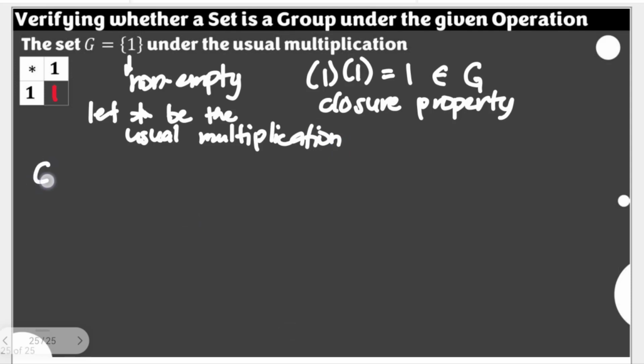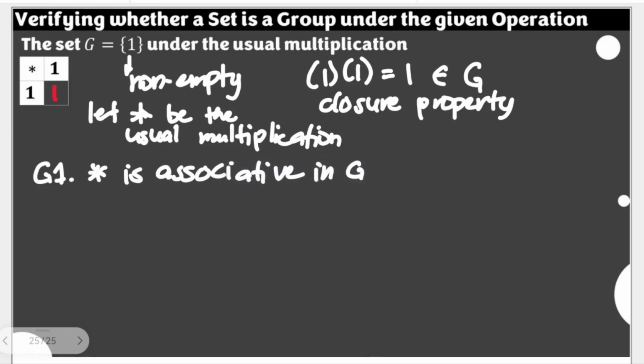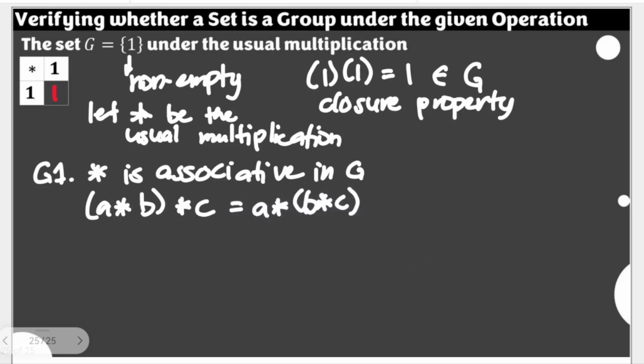So let's have G1. G1 is the first condition for a group. We're going to examine if star is associative in G. So associativity means we need to establish this given condition: (A star B) star C is equal to A star (B star C), where A, B, and C are elements of G. But of course, we only have one element, and we know that A is 1, B is 1, C is 1, as they are all elements of G, and G only contains one element, which is 1.